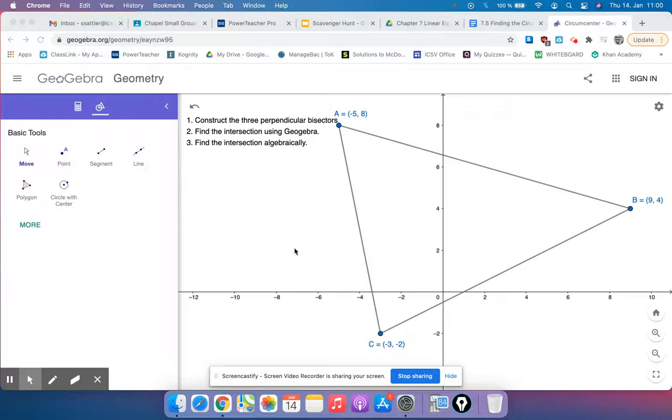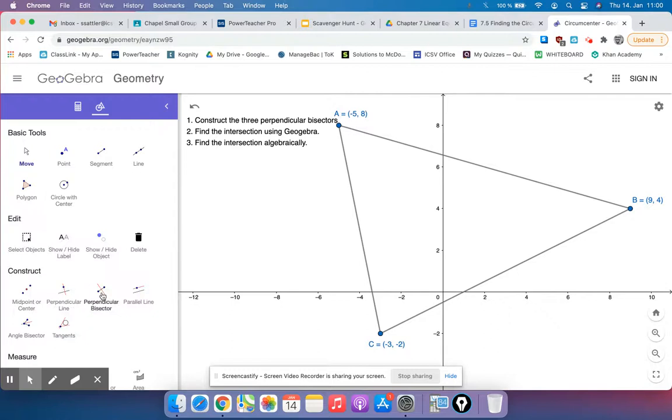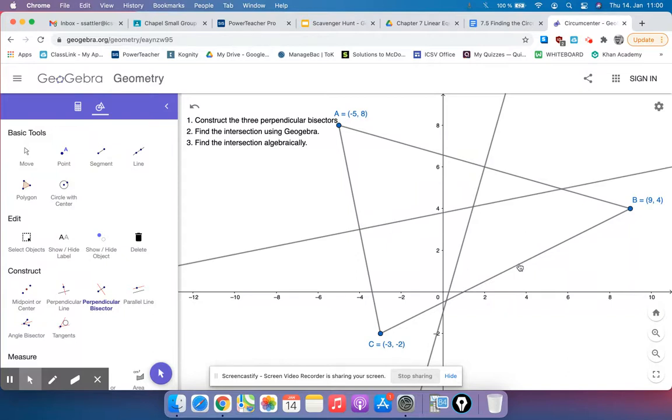So in this video, I'm going to show you how to find the circumcenter by hand. First, we're going to do it on GeoGebra. So it says, step 1, construct 3 perpendicular bisectors. So we can just click on perpendicular bisector and then click on each side. We only really need 2 of them to find the intersection.